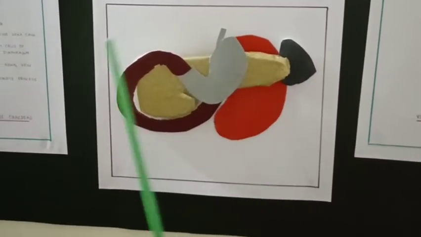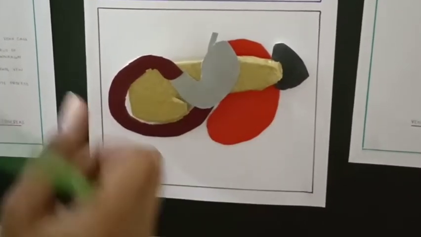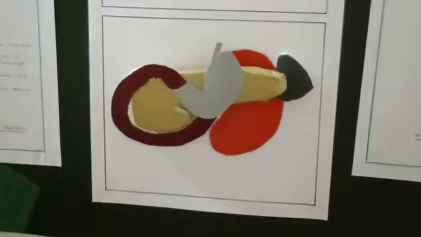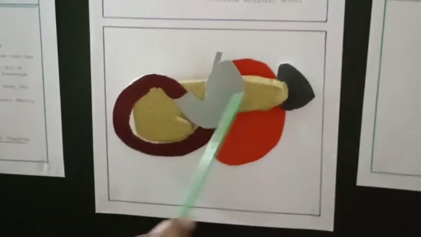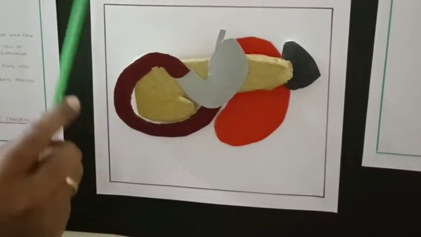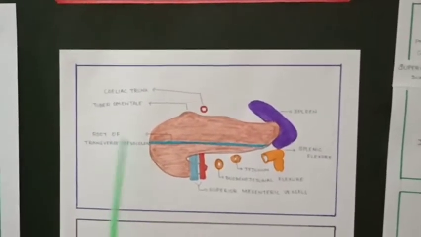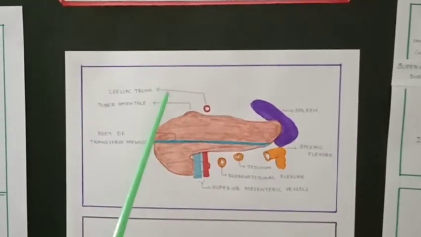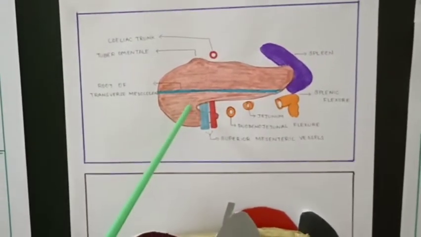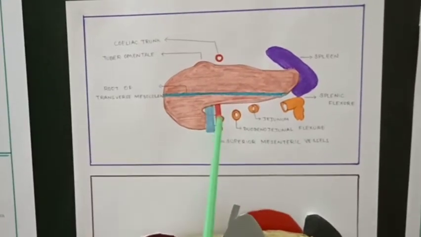Moving on to the next part, an elongated part extending from the neck to the tail, that is the body. It is triangular in cross section. It has 3 borders: the anterior border, superior border and the inferior border. The anterior border of the body of the pancreas provides attachment to the root of the transverse mesocolon. The superior border is related to the tuber omentum.